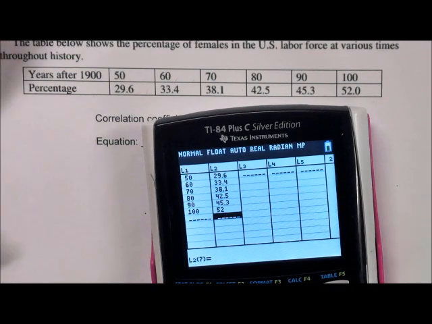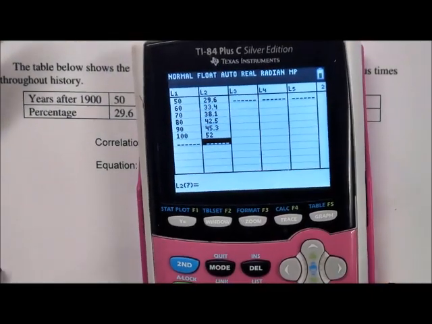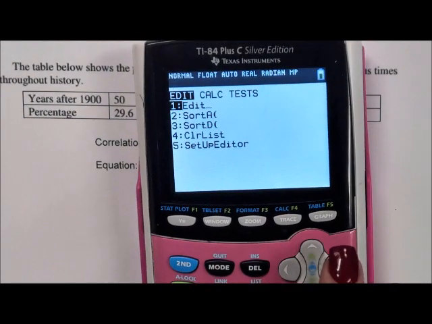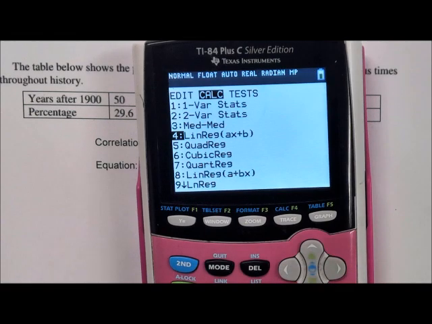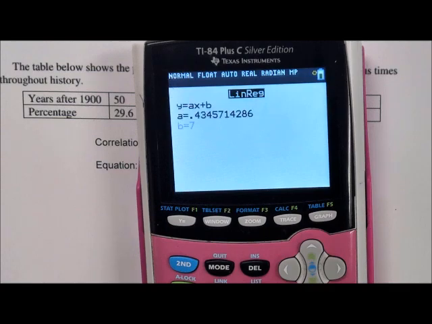Alright, so there it is. They want the correlation coefficient and they want the equation. So I'm going to hit Stat, Calculate, number 4, enter all the way through. On Store, I'm going to do alpha y equals, store it in y vars, and there's your numbers.